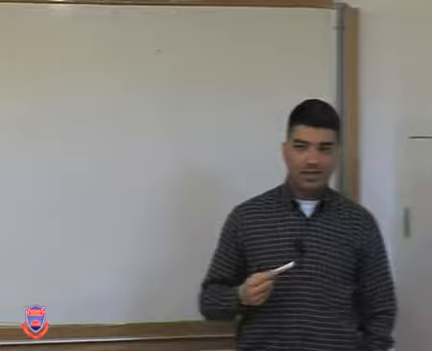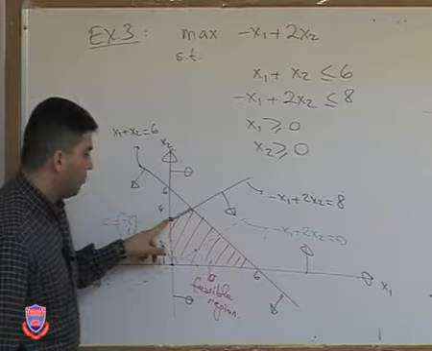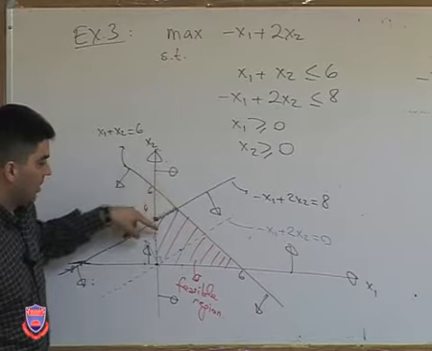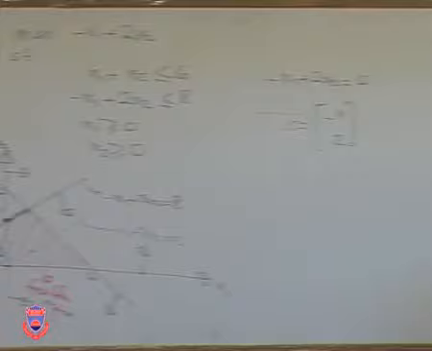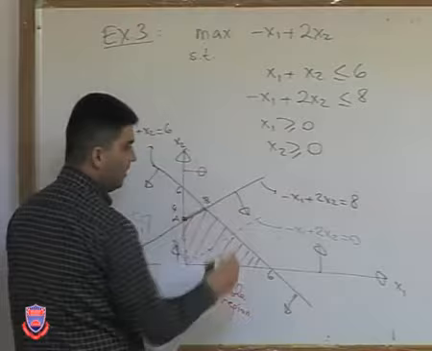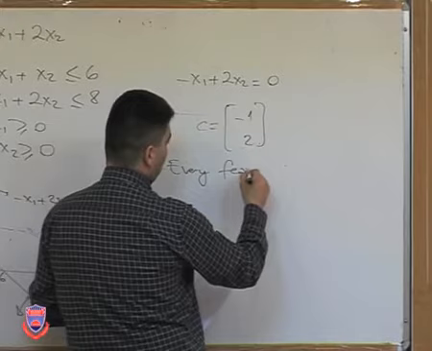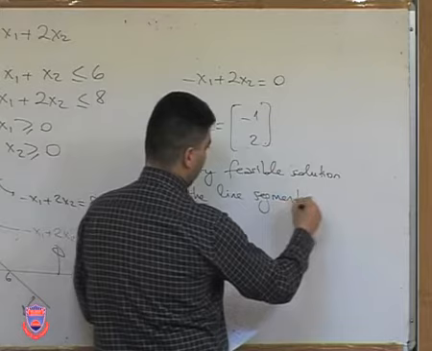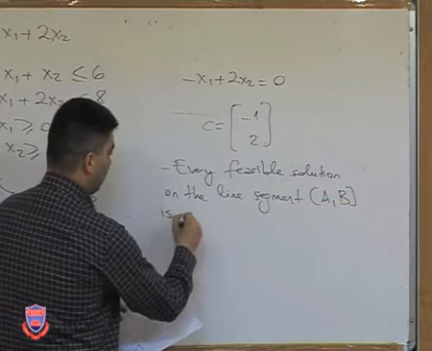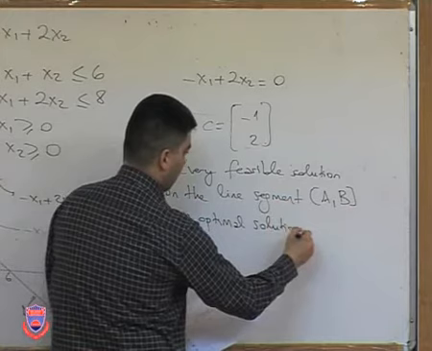Why is that? Because, for example, this corner point here is an optimal solution. This corner point here is also an optimal solution. And anything in between is also an optimal solution, right? So how many points are there in between? Well, there are infinitely many points. So this is an example where we have more than one solution. Let me call this point A, and let me call this point B. So for this problem, every feasible solution on the line segment AB is an optimal solution, with the same objective function value.